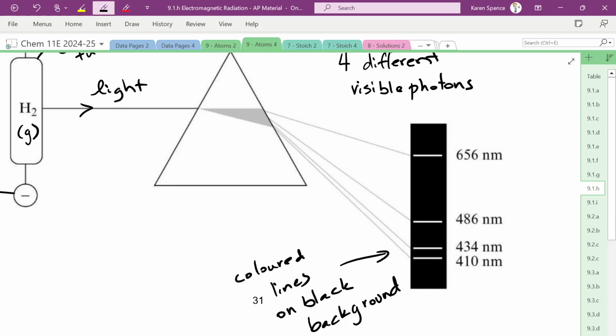So only 4 wavelengths of light come out because hydrogen only puts them out. Yes? How many sig figs is the wavelength of light that hydrogen forms? I would say 3 sig figs. Yeah. Okay.